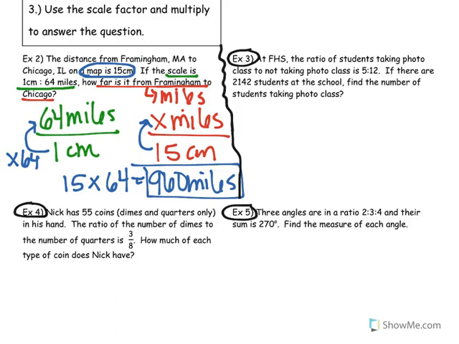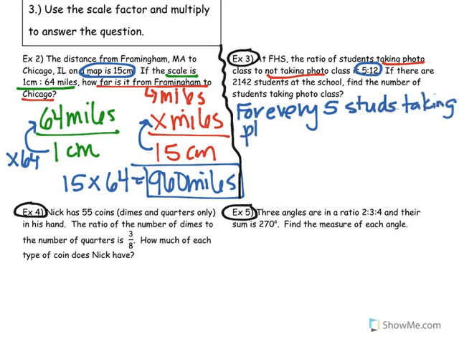At FHS, the ratio of students taking photo class to not taking photo class is 5 to 12, okay? If there are 2,142 students at the school, find the number of students taking the photo class, all right? So I want to actually think about what this ratio means. This means in words, for every 5 students taking photo, 12 students don't.